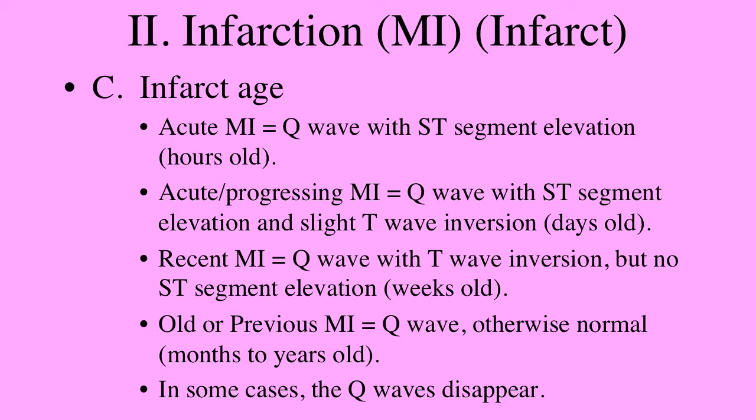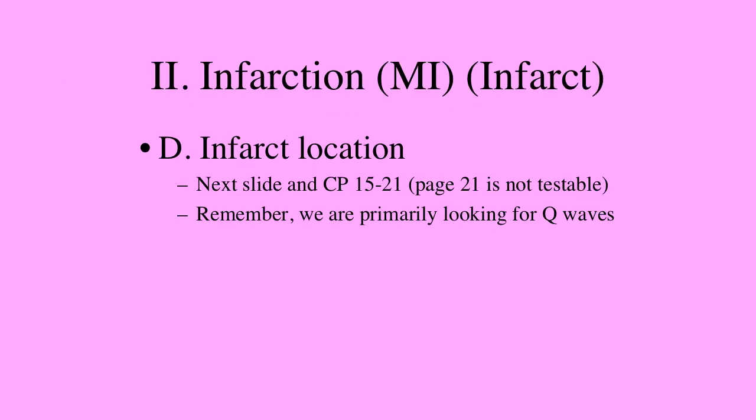Okay, the next area is to go to the infarct location. And some of you might be thinking, he's only been talking about Q waves so far. What about those other things that you had talked about, like the poor R wave progression and the tall R wave in V1? That's where, when we talk about the location, we'll get into that material.